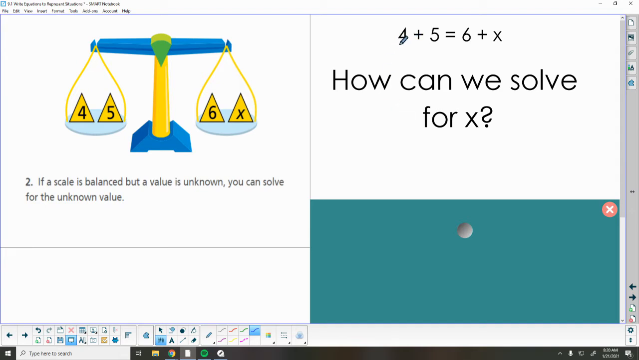So I know that I can combine these terms on this side. When you are doing this, we still have to follow our order of operations. This one doesn't have any groups. It doesn't have any exponents. It doesn't have any multiply or divide. So we can just put these together. You still have to follow that order of operations.